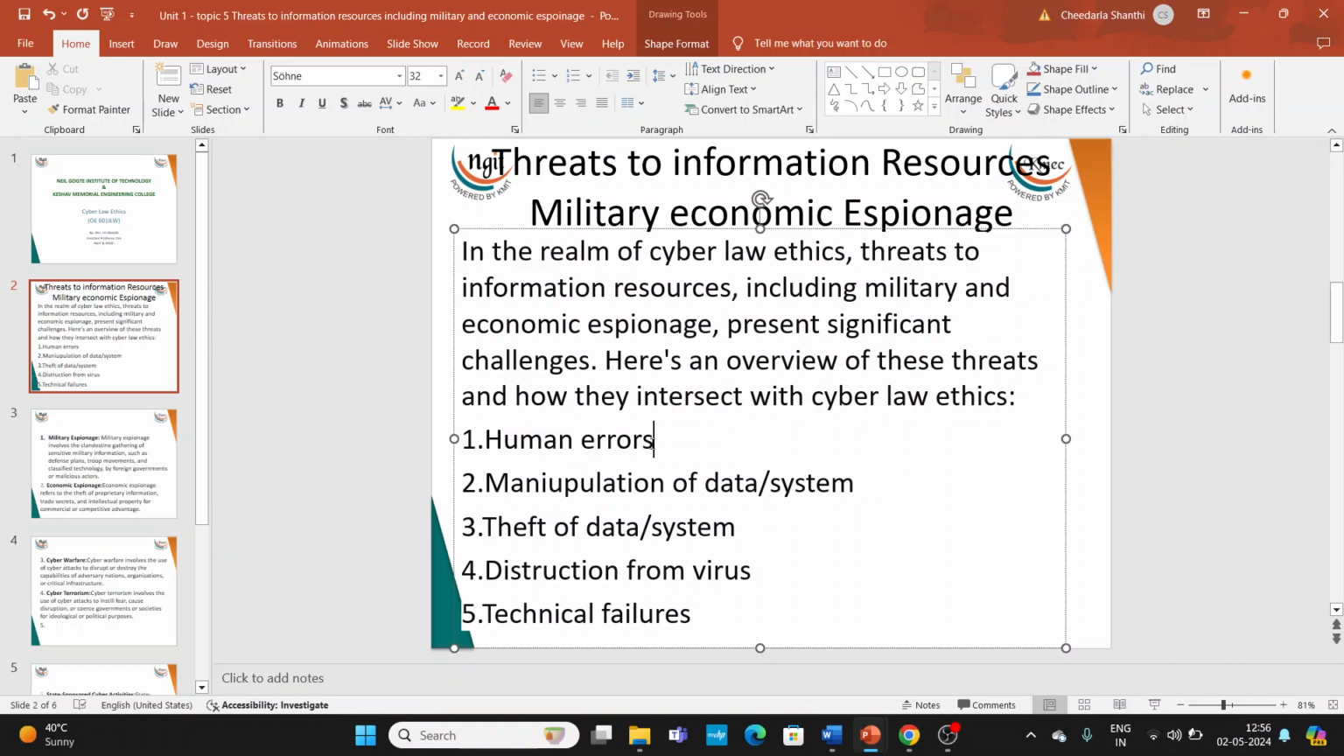Coming to the fourth one, destruction from viruses. It is a deliberate software attack. In this, a person or a group of persons are ready to destroy the software, consisting of software programs, and programs which are intended to hack the data. Those are also identified with the help of destruction.